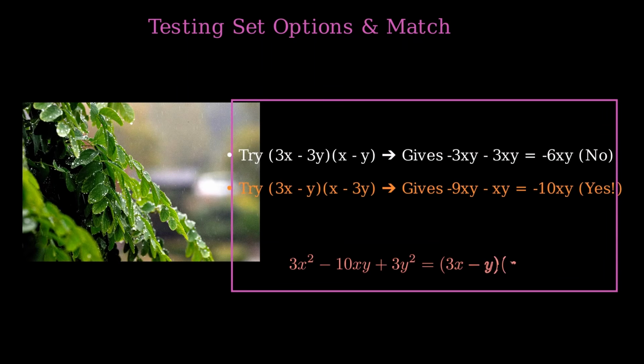First, trying (3x - 3y)(x - y) gives cross terms of negative 3xy and negative 3xy, which add up to negative 6xy. This is incorrect. Second, trying (3x - y)(x - 3y) gives cross terms of negative 9xy and negative xy, which add up to exactly negative 10xy. This matches perfectly. So, our final correct factored expression is (3x - y)(x - 3y).